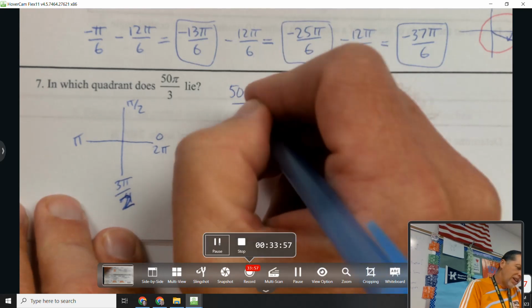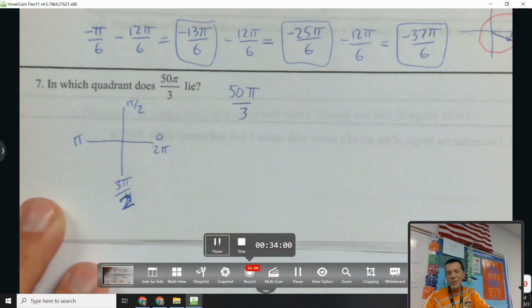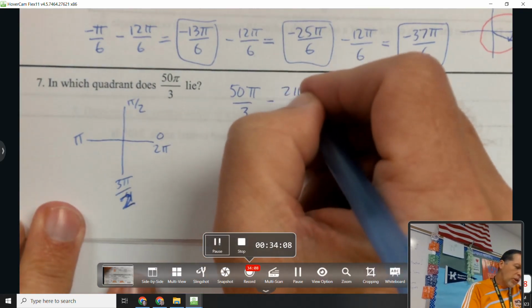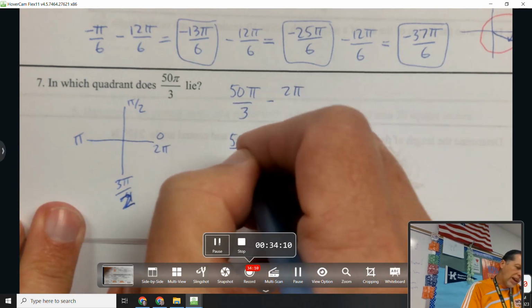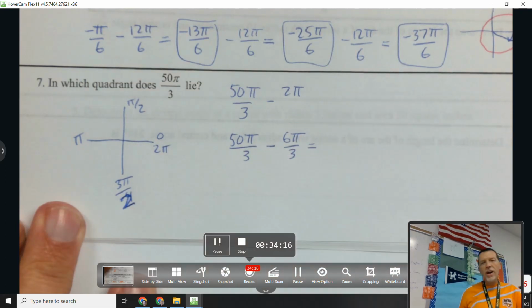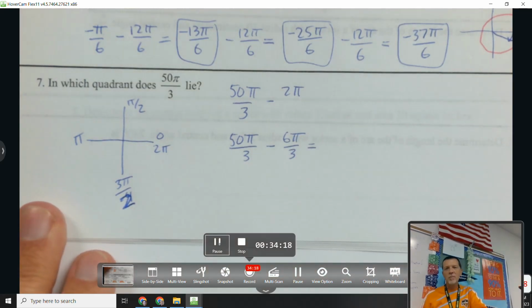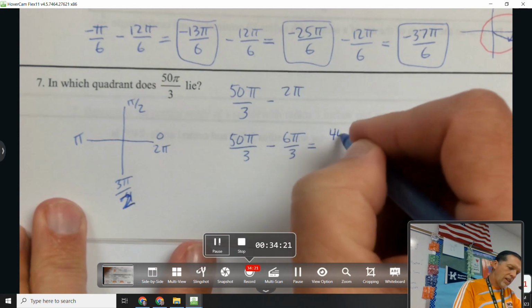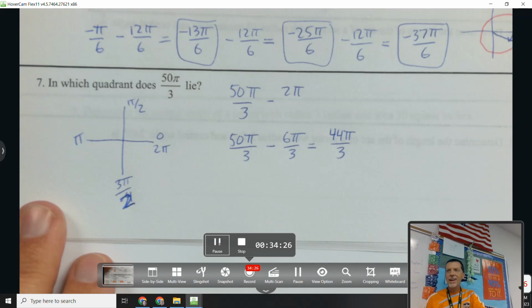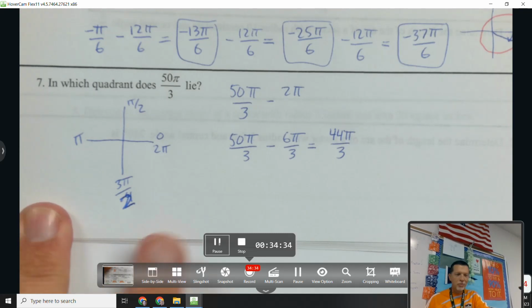So I could subtract 2 pi and I would land at the same spot. And it would be much easier to figure out where a smaller angle is. So I'm going to subtract 2 pi. And again, I need a common denominator. So I'll subtract 6 pi over 3, because that's the same thing as 2 pi. That's 44 over 3. I don't know, that's not particularly helpful. I don't know where 44 over 3 is either. So what could I do? Keep subtracting 2 pi until you get something that you like.